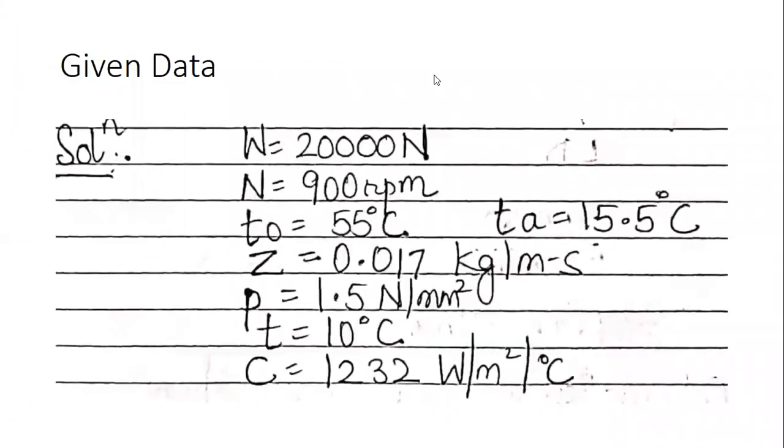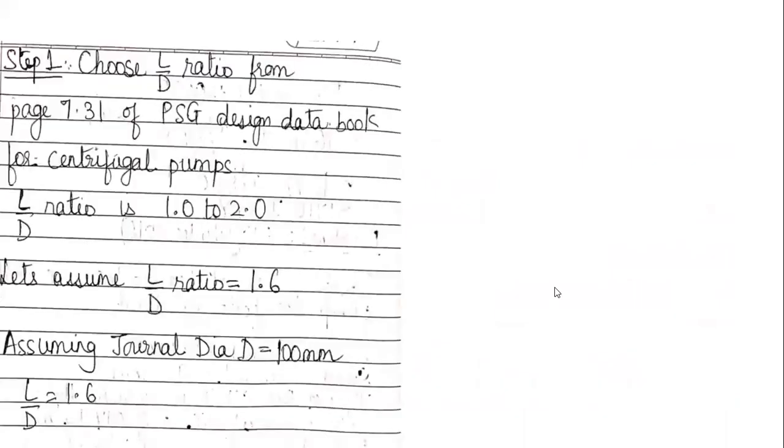This is the given data. W is given, load, RPM is given. The TO, temperature, is 55 degrees C. Temperature of air is 15.5 degrees C. Z is 0.017 kg per meter second. Given pressure is 1.5 Newton per mm square. T is 10 degrees C. And C is heat dissipation coefficient 1232 Watt per meter square per degree C. Let us start with the numerical first step.